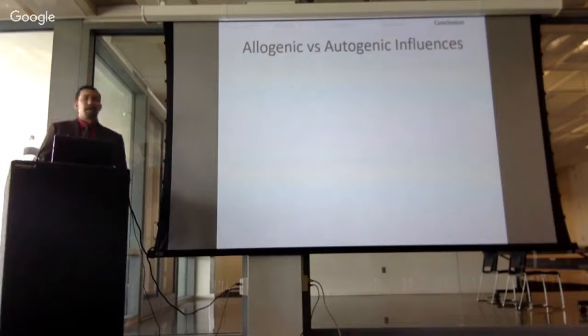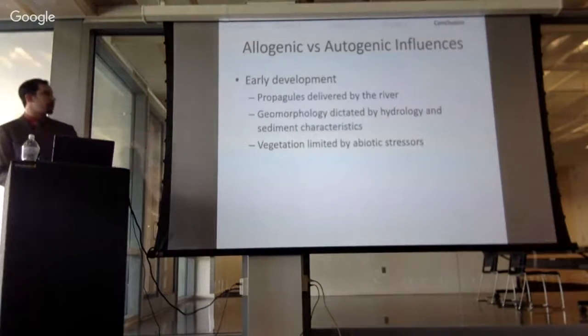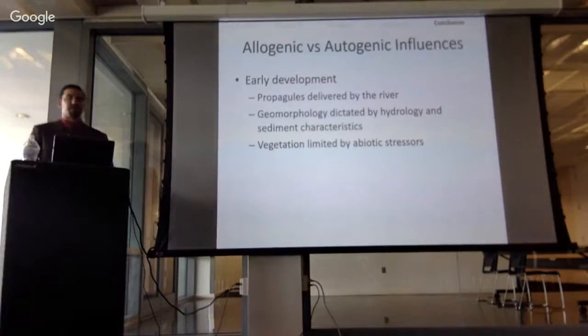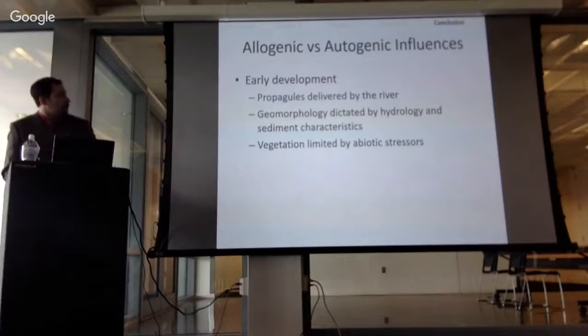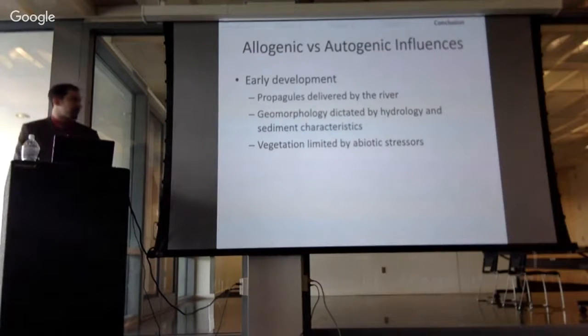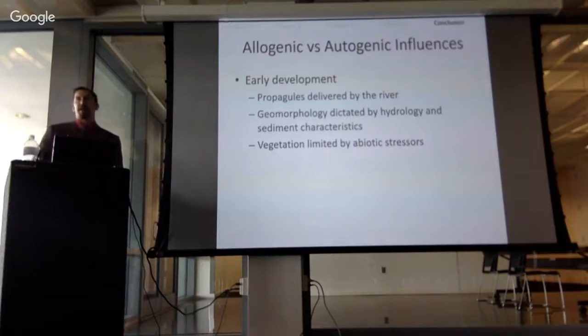And the theme that ties all these chapters together is the relative shift in influence from allogenic factors, which exist outside the system, to autogenic factors, which describe those from within the system. So early on in that marsh, your propagules or seeds are going to be delivered entirely from the river, besides maybe a little bit of animal dispersal, birds flying over. The geomorphology is largely dictated by the hydrology of the river, the receiving basin, and the sediment delivered. And finally, whatever vegetation does emerge is going to be limited by those abiotic stressors.